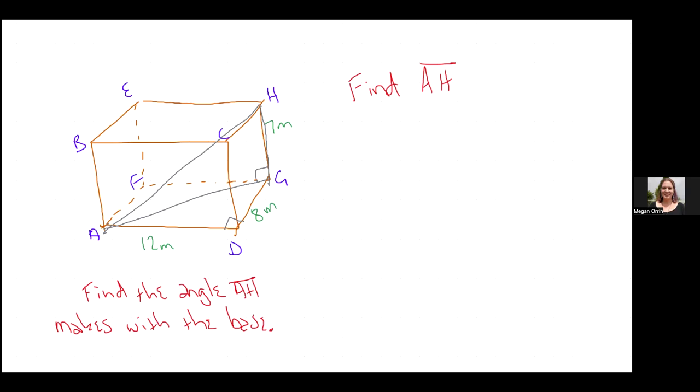So do I have enough information to find AH straight away? No, what do I need to find first? AG, I need to find AG first because I've got 7, I've got GH, but I don't have my bottom one.